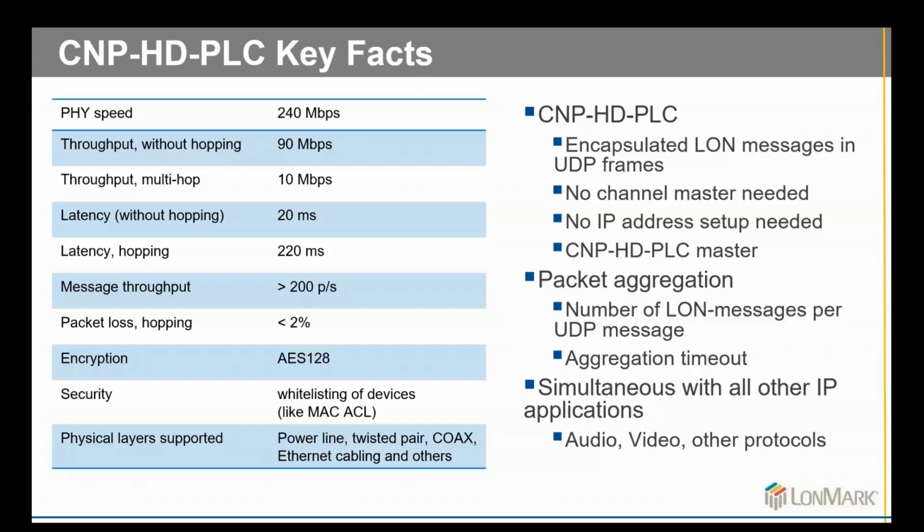What are we doing for LON in HD-PLC? We are packing LON messages in UDP frames. So HD-PLC is like a virtual Ethernet cable. So we are using, of course, UDP. People being familiar with IP 852 know that there's a nightmare of the channel master, which is setting up the communication between the different 852 devices. We don't need that anymore. In our last tests, we figured out that we don't even need an IP address setup. That makes the setup and the installation of a CNP-HD-PLC system easy.